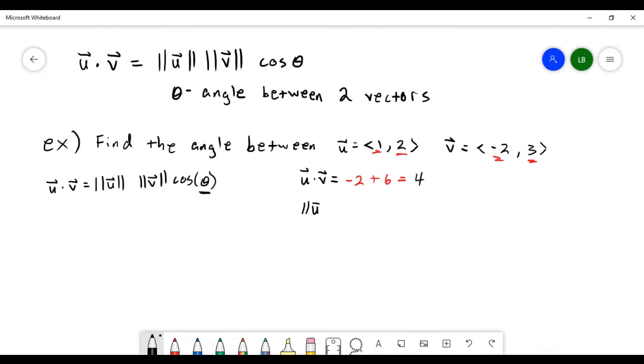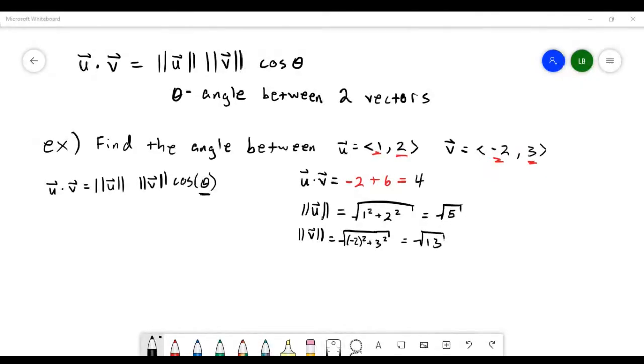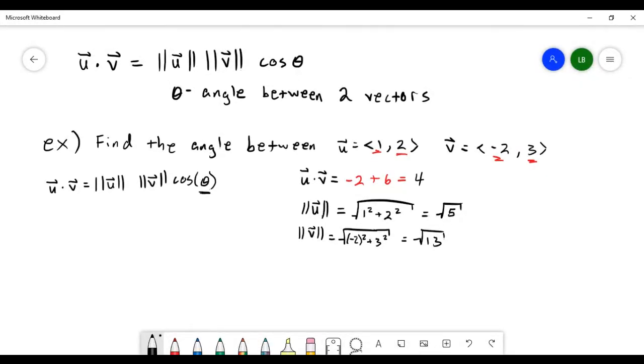Next, we need the magnitude of u. And to do that, we use the Pythagorean theorem. So 1 squared plus 2 squared, and we get the square root of 5. We also need the magnitude of v. That's the square root of -2 squared plus 3 squared. So that's 4 plus 9. That's the square root of 13. So then we just take all of this and plug it into our formula.